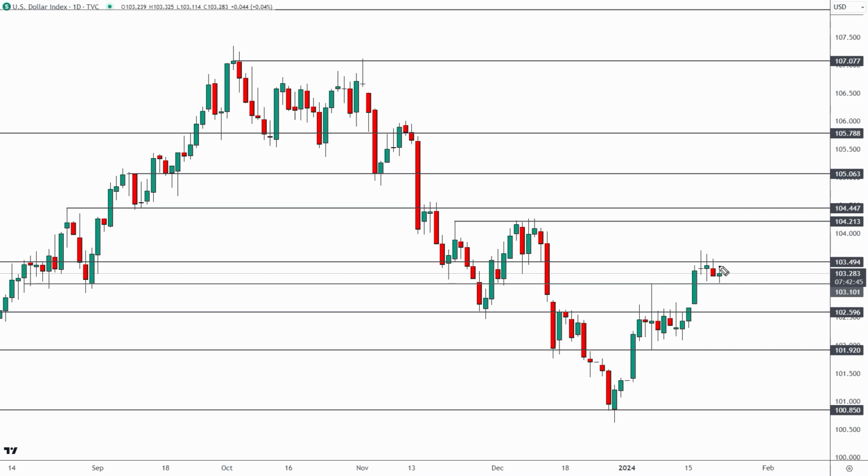But again, as far as a short-term bias, right now below 103.50, in my opinion, this is kind of a dangerous time to be bullish on the dollar, just because of the significance of that level going back to 2016.